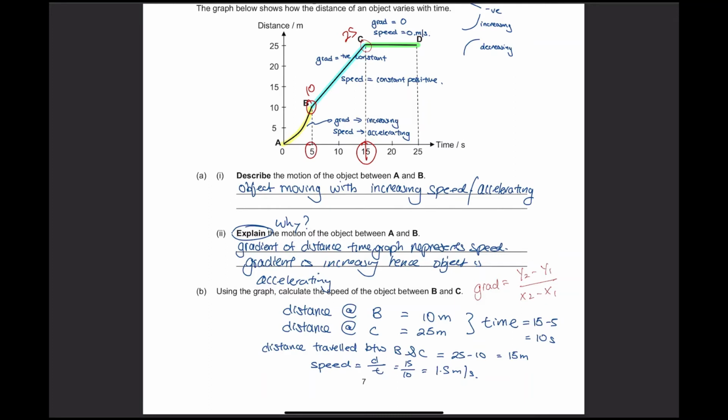The total distance traveled will just be 25 minus 10. We have moved 15 meters, which is why I have mentioned it down here, 15 meters. And the total time that we take is the time interval between here and here. It is between the 5 second mark and the 15 second mark. So therefore, 10 seconds has passed. So this 10 represents the time between this part. Okay, we apply the formula speed equals distance over time, and we get 1.5 meters per second.